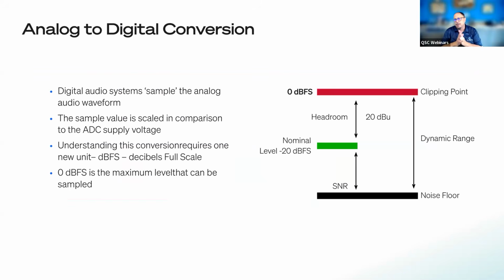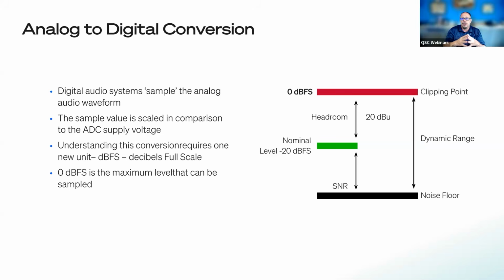So, analog to digital conversion. Digital audio systems sample the analog waveform. Just think about it: it's making samples along the way, and if the signal is here and the next sample is here, it can draw that line and assume what's between. They sample the audio waveform, and the sample value is scaled in comparison to the power supply voltage. Understanding this conversion requires a new unit of measurement, and we call that dB full scale.